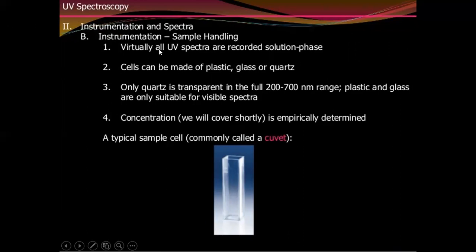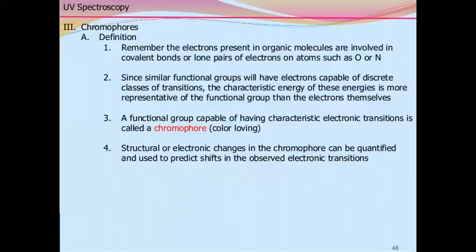See the second one, where UV spectra are recorded. The cell is made of plastic, glass or quartz. Quartz is transparent across 200 to 700 nanometers. Plastic or glass are suitable for visible spectra, and the concentration is determined depending on the compound. That is the cuvette given for us.